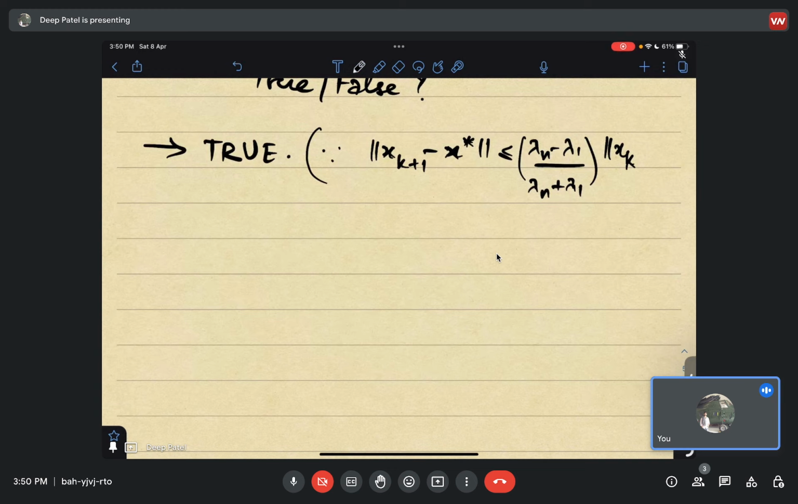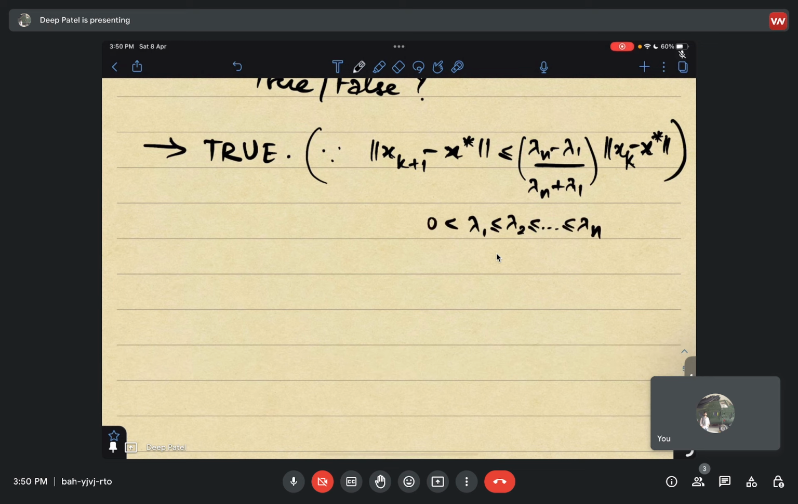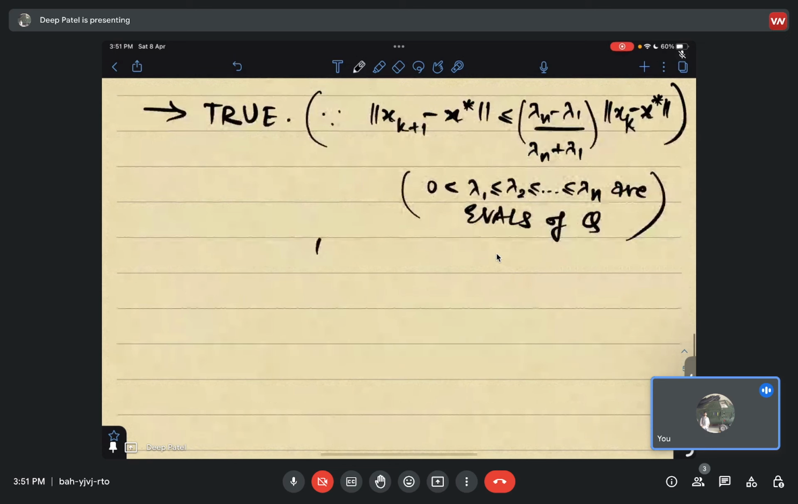But here we are also looking at the difference in the eigenvalues. It seems to be a bit more specific than just saying curvature. Yeah, it's more specific than curvature, definitely. So lambda 1 and so on are the eigenvalues of Q, and the condition number is defined in terms of them.